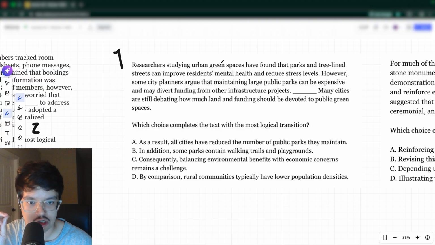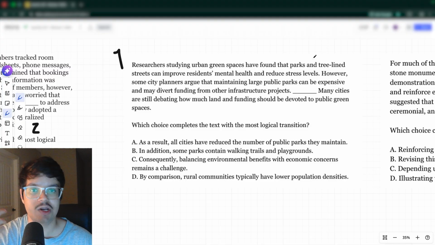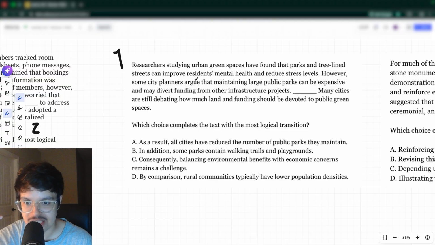Researchers studying urban green spaces have found that parks and tree-lined streets can improve residents' mental health and reduce stress levels. Okay, so when you have stuff like parks and trees, people are feeling happier. They don't have as many mental health problems. However, some city planners argue that maintaining large public parks can be expensive and may divert funding from other infrastructure projects. Okay, so though it could have all these good things, it costs just so much money. How can we get all these parks in when it just costs so much?